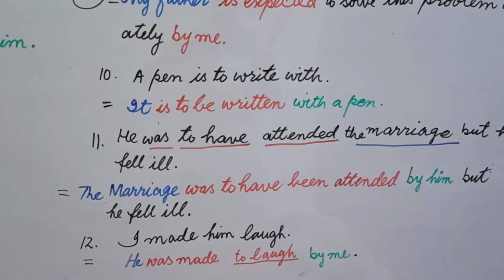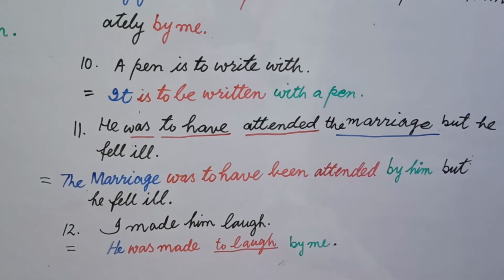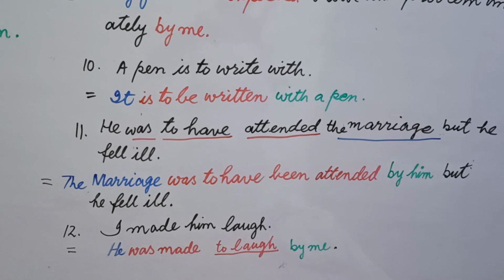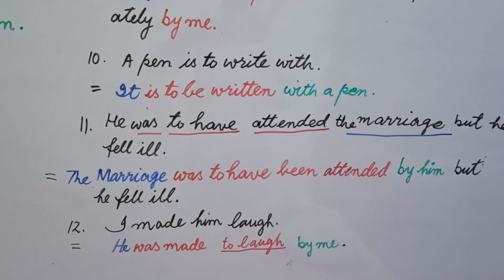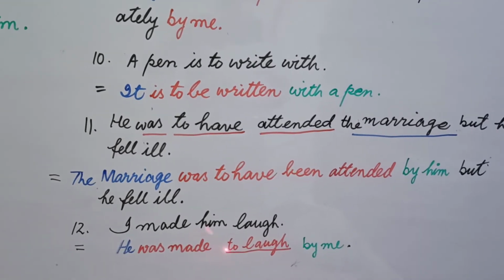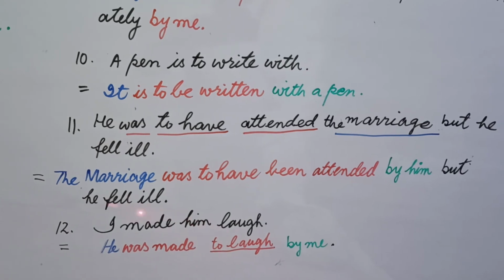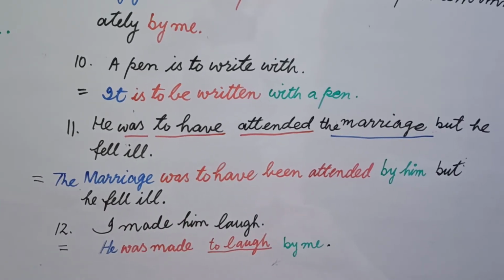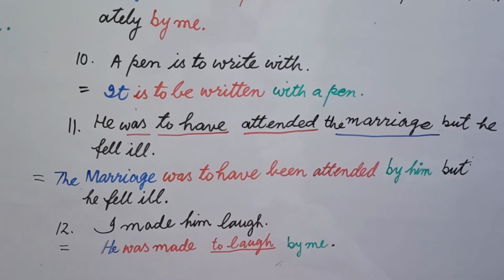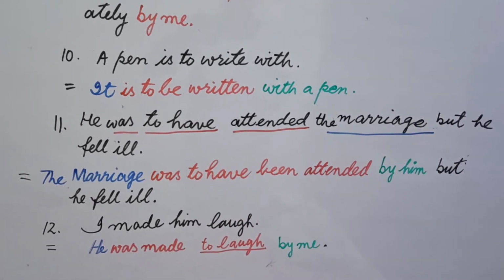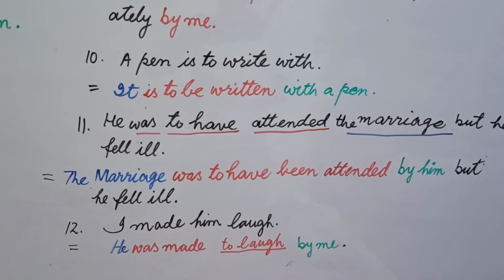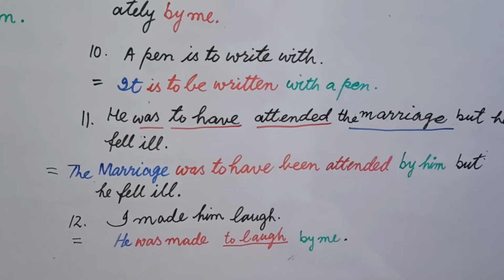I have one more example here. I made him laugh. This sentence is based on a bare infinitive, I mean a direct infinitive. What is a bare infinitive? In a bare infinitive, we use the first form without any to. So our main verb is made, but there is no object of this bare infinitive. That's why I'm not going to transform it into passive voice based on the infinitive. I am using made in transforming to passive voice.